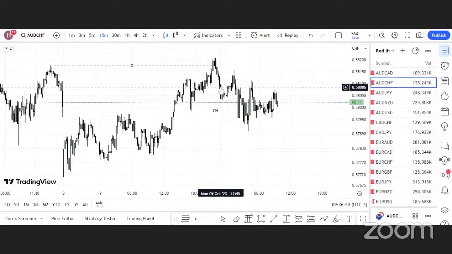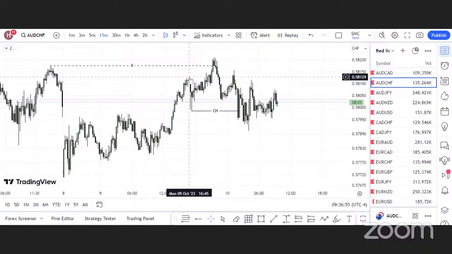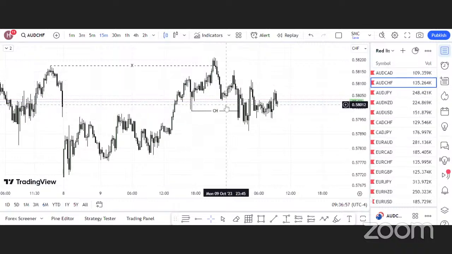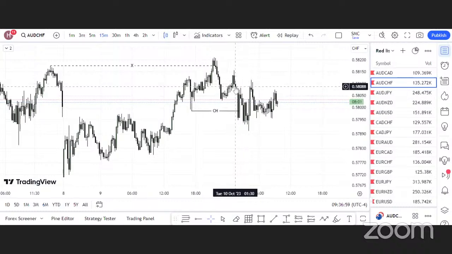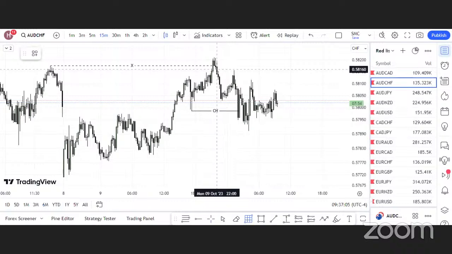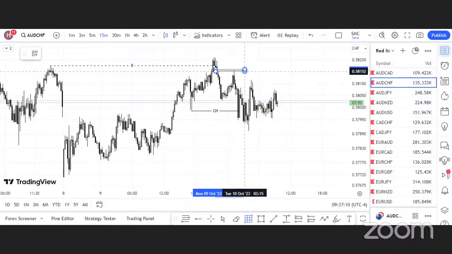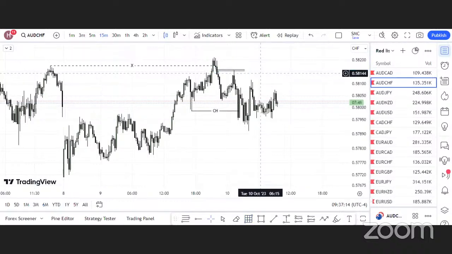So right now, we couldn't catch this because we want a market that will go down below our change of character before we look for a retest, before we look for an entry. But what happened is we have this fair value gap around this area, and the market respected the gap very well.